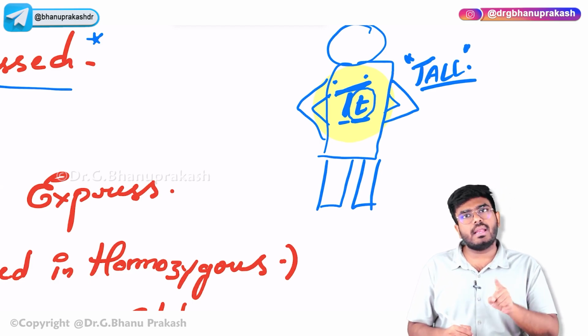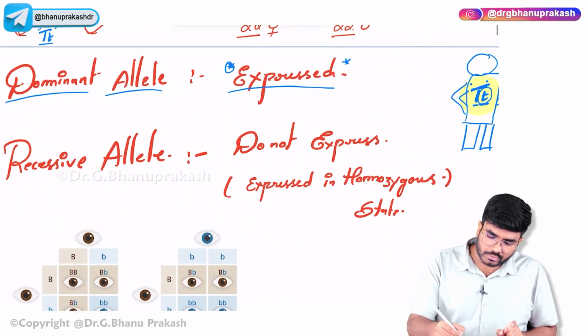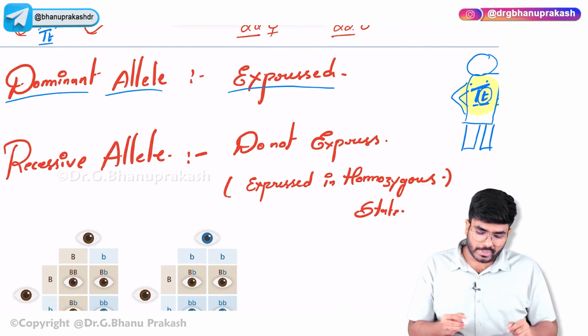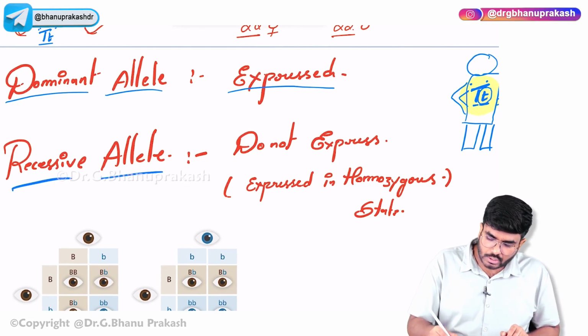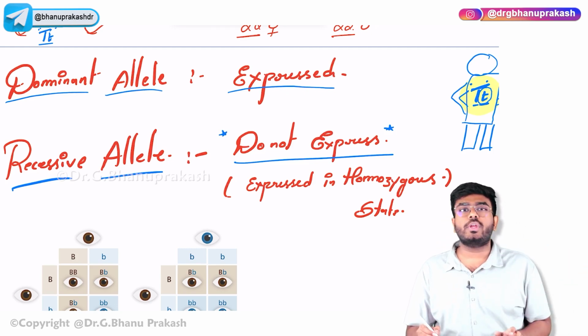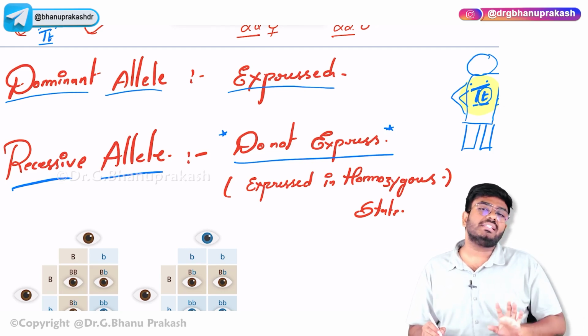So there is the dominant allele and the recessive allele. Now what exactly is the dominant allele, I have explained to you. Whoever is expressed is called the dominant allele. A recessive allele means it usually does not express in the heterozygous state. In the heterozygous state it is not going to be expressed. Then when is it expressed? Only in the homozygous state it is expressed.